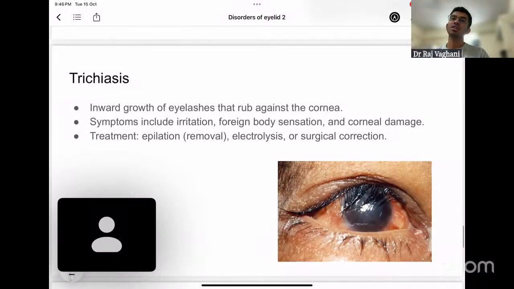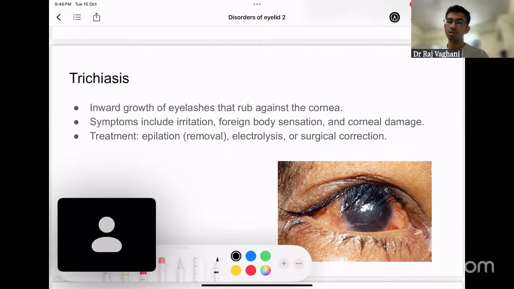The next condition is trichiasis. What is trichiasis? Trichiasis is the inward growth of eyelashes that rub against the cornea. You can see it in the image down there. I will mark it with blue. Just see this.